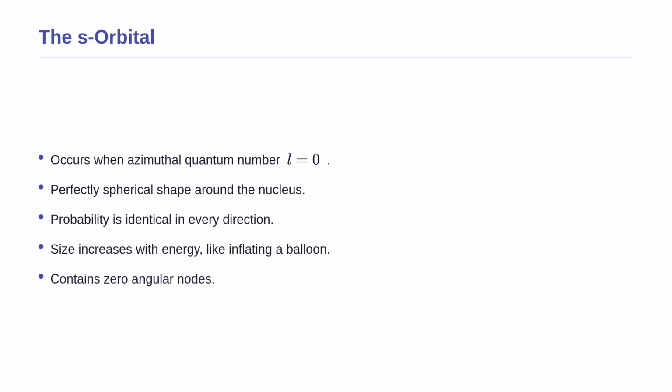As the energy level increases, such as moving from a 1s to a 2s orbital, the sphere simply gets larger, like inflating a balloon. Importantly, there are no angular nodes here, meaning no flat planes slice through the center.